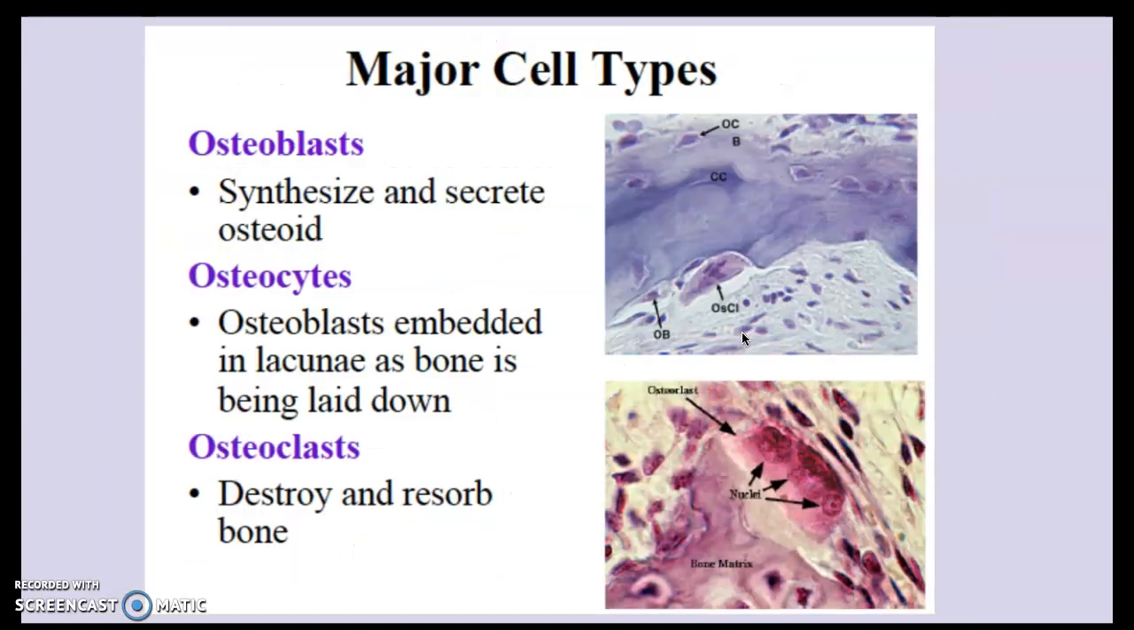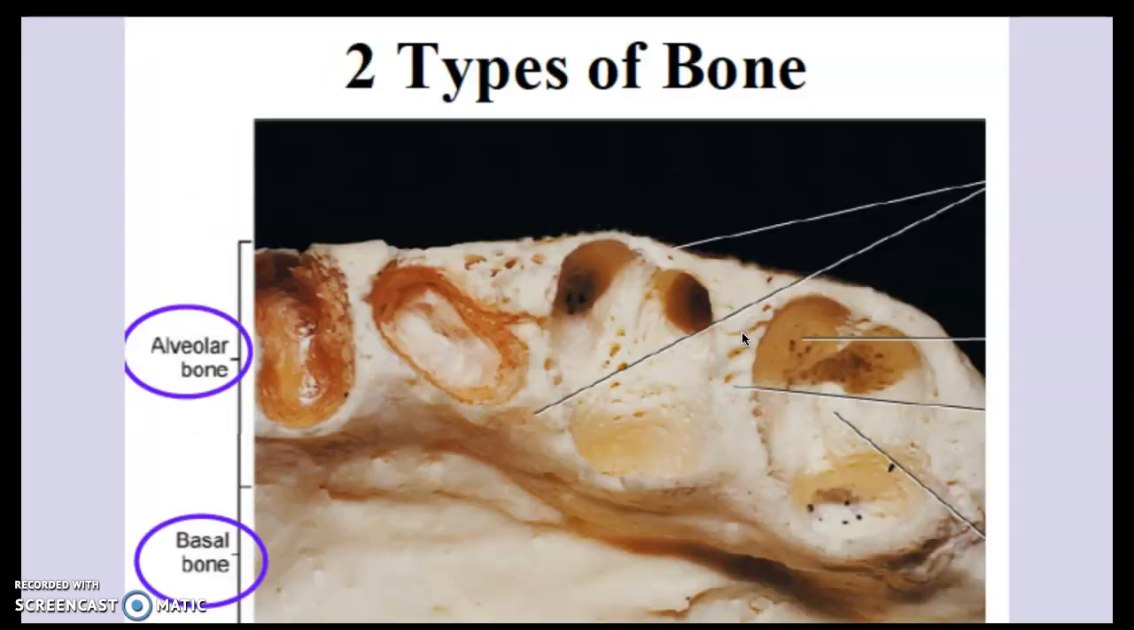There are three major cell types. You have osteoblasts, osteocytes, and osteoclasts. You should know what all this stuff is. Osteoblast is the immature cell that secretes the osteoid. Osteocytes is when the osteoblasts become embedded in the lacunae. Remember, they get stuck and then they mature, so that's osteocytes. And then osteoclasts, that destroys and resorbs the bone. Clast means resorb.